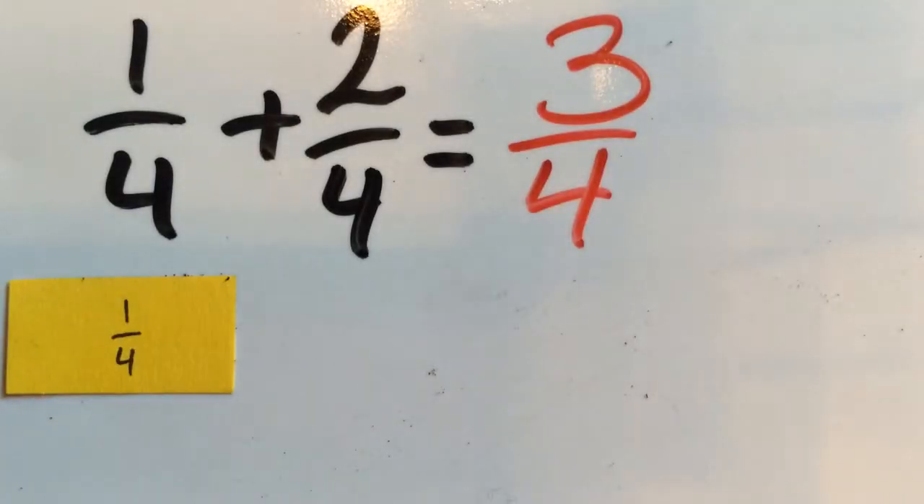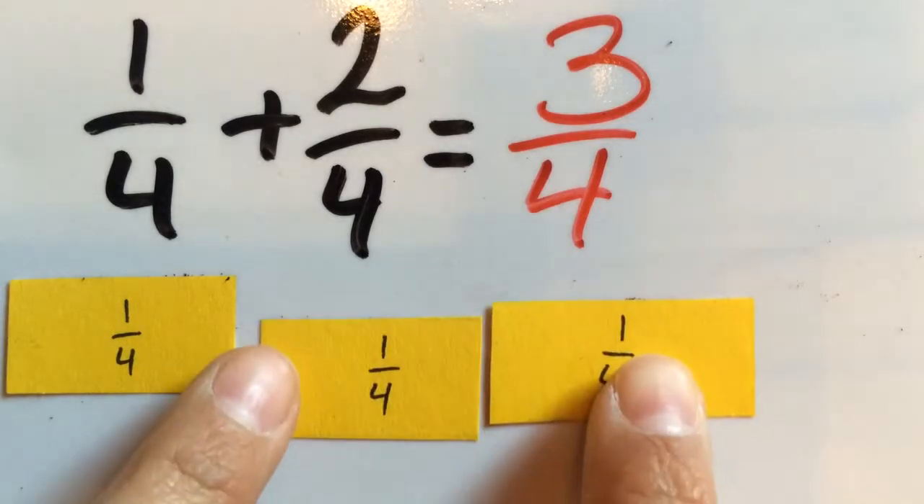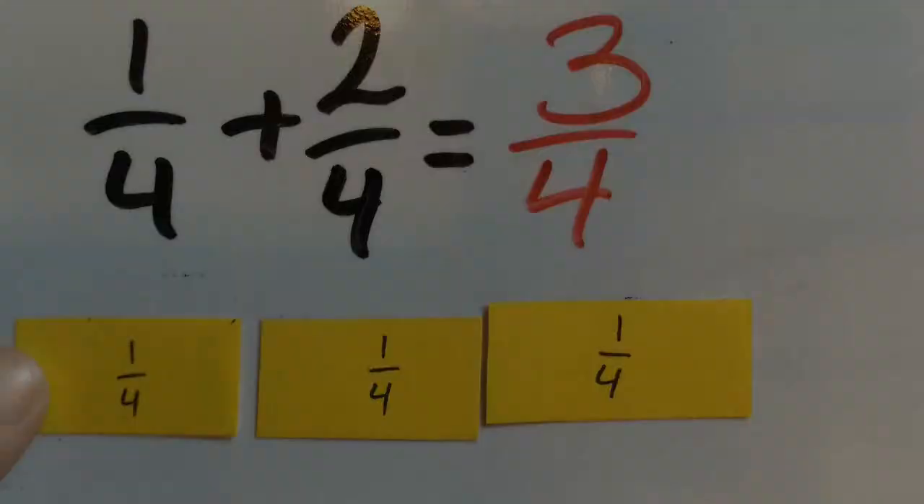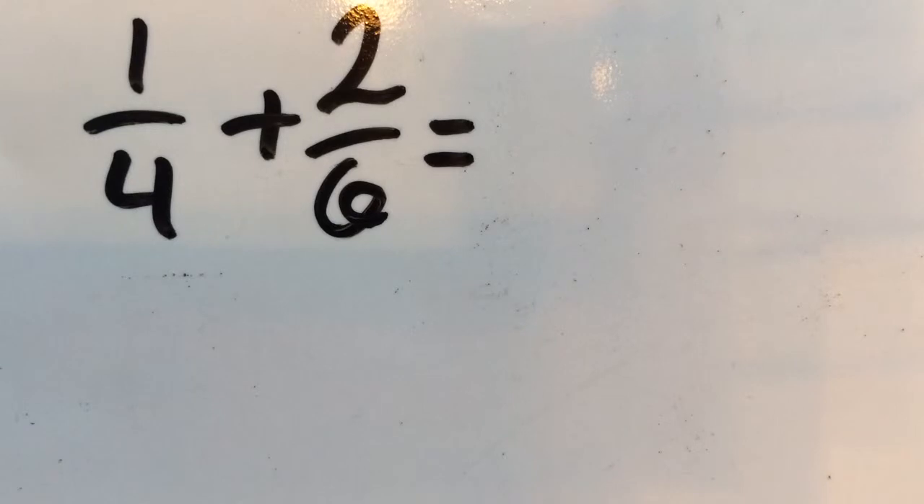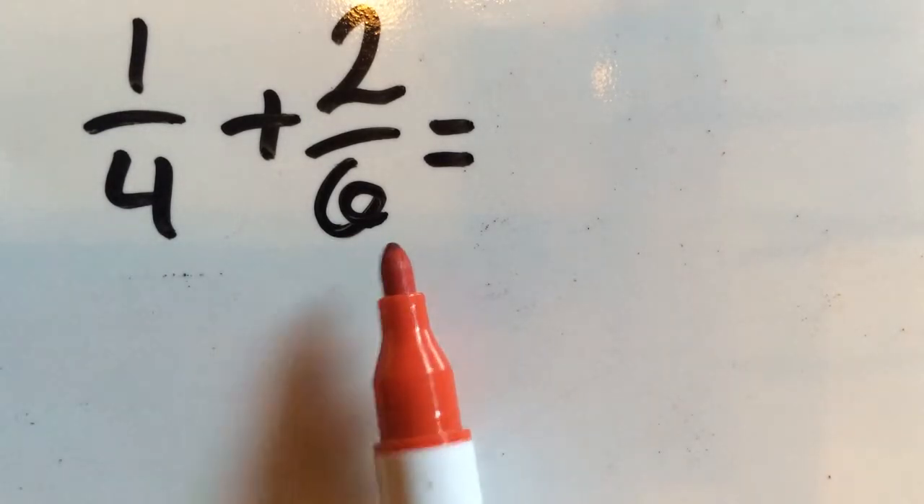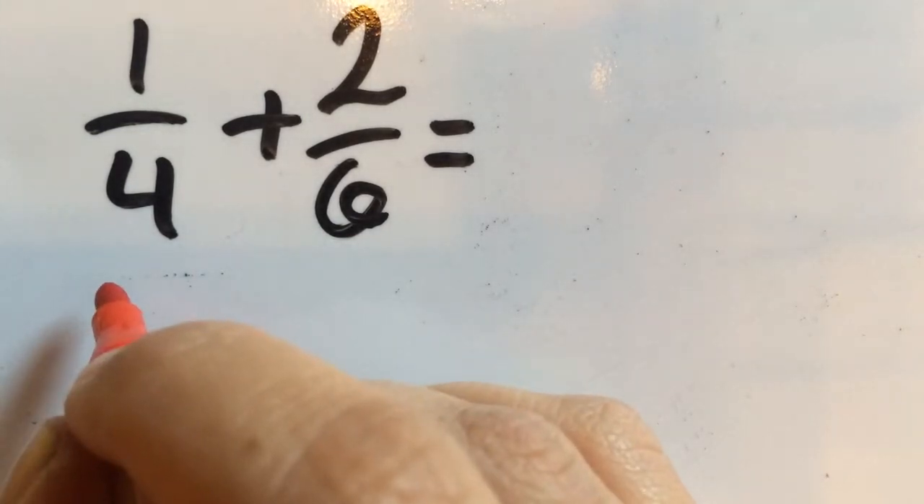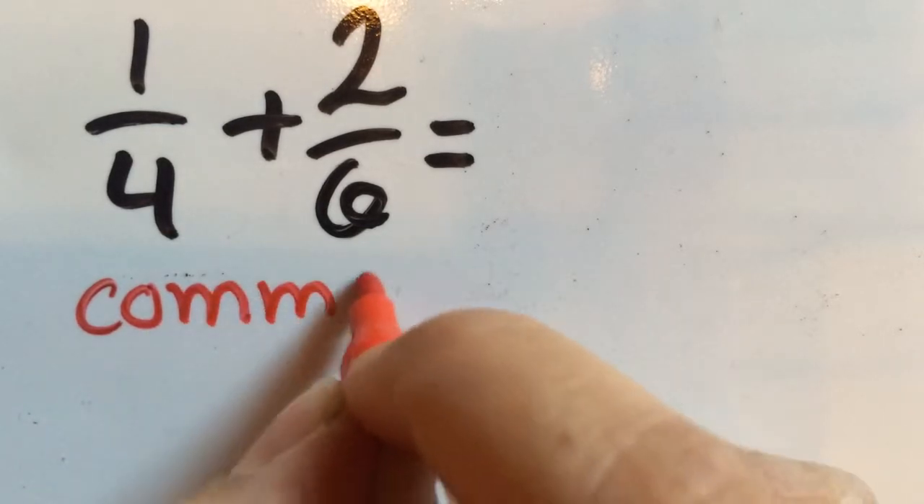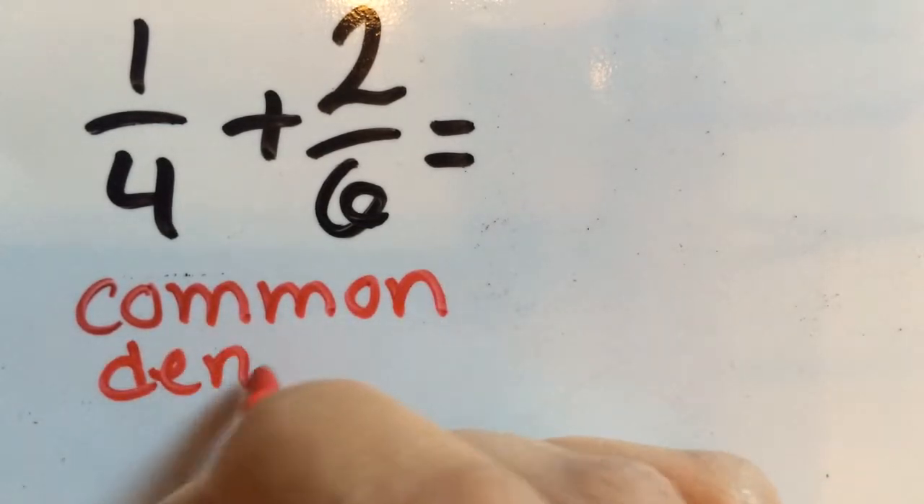Let's see what that looks like graphically. 1/4 plus 2/4 is 3/4. But what happens when we're adding fractions with different denominators like 4 and 6? Well, we need to find a common denominator before we go any further with the addition.